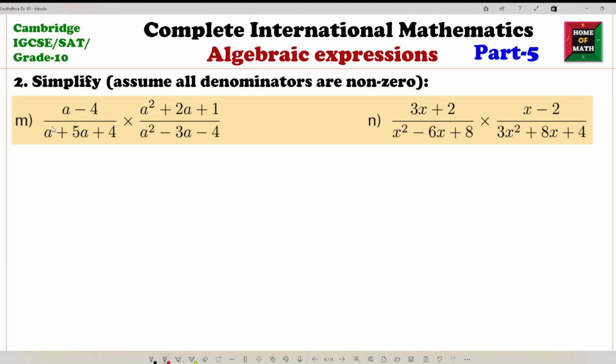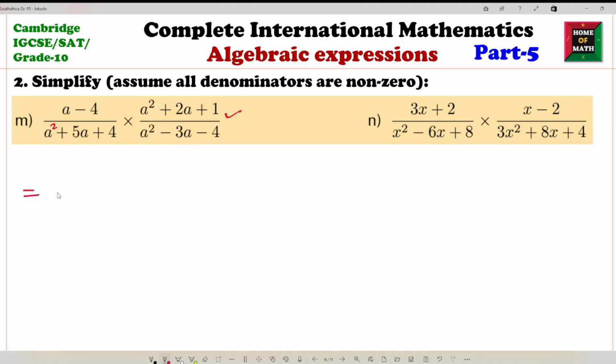Look, here is a printing mistake. A should be A square. So the expression is (A minus 4) divided by (A square plus 5A plus 4), times (A square plus 2A plus 1) divided by (A square minus 3A minus 4).